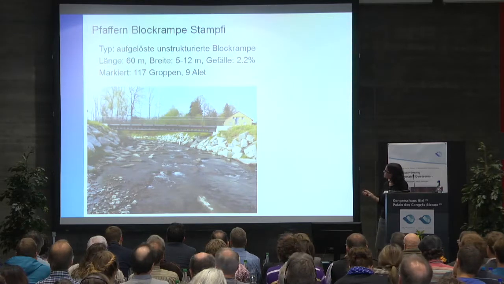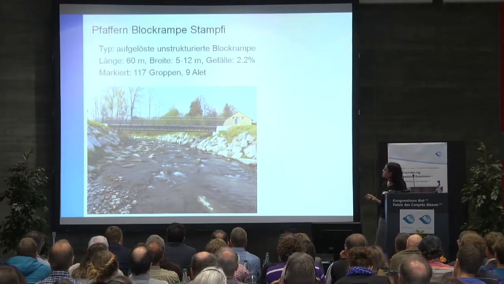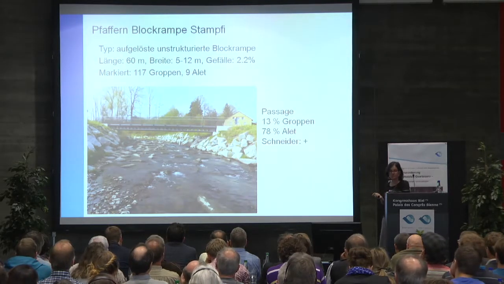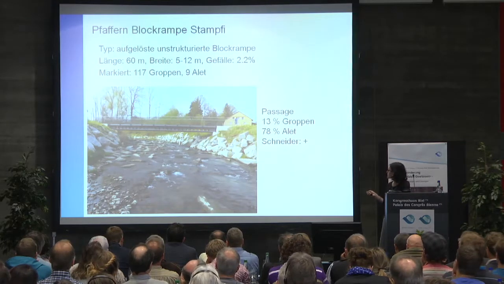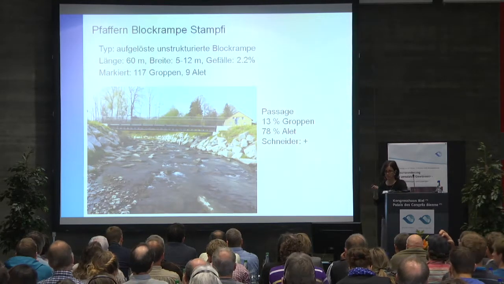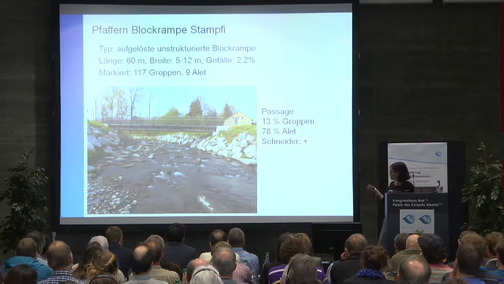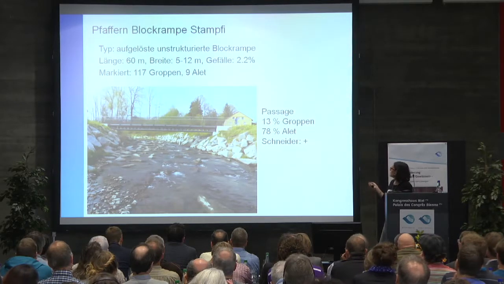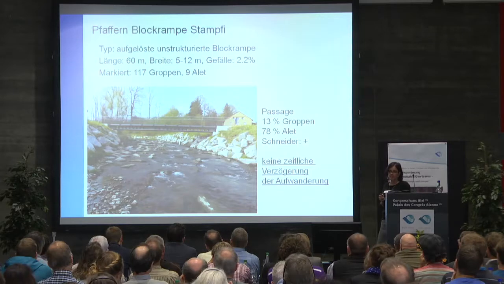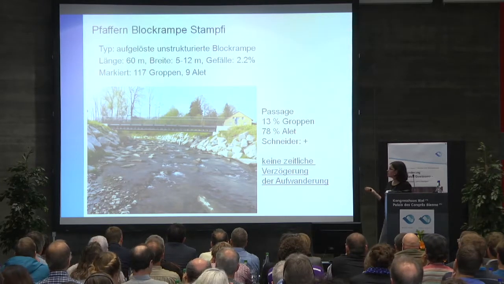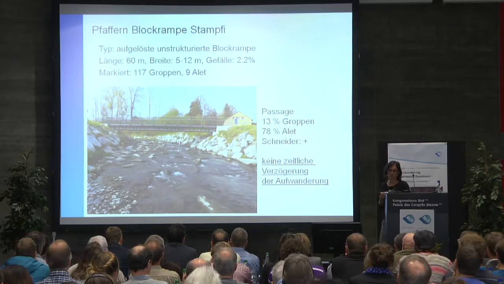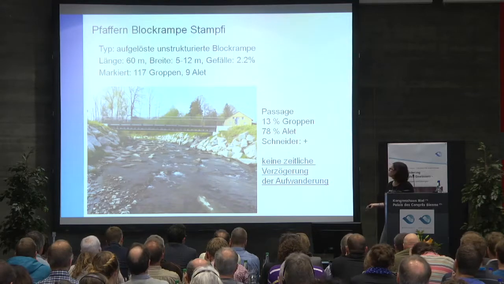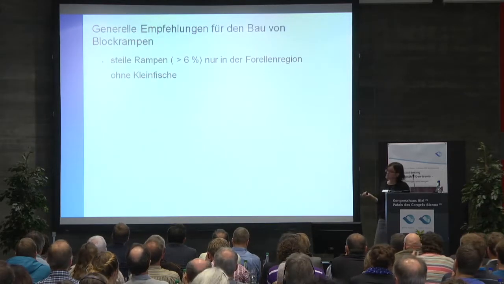Here another ramp, which is more flat. 125 fish were marked, and those were bullheads and chub, and we were able to show that they actually passed. There was no delay in the upstream migration. With these figures, we would want to show that unstructured rock ramps allow fish to pass this particular ramp.